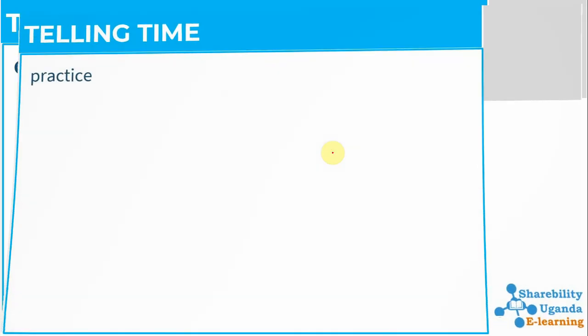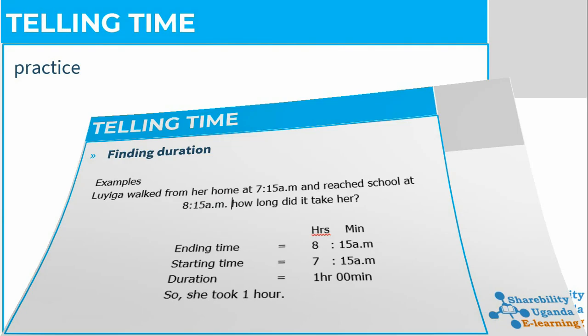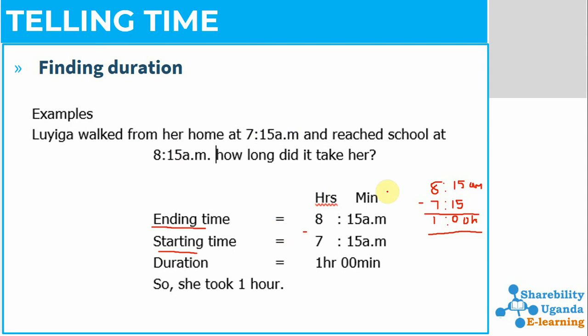That's how we find questions of that kind. When they ask you what is the time duration, they want you to subtract the starting time from the ending time. Then you can get the time duration.